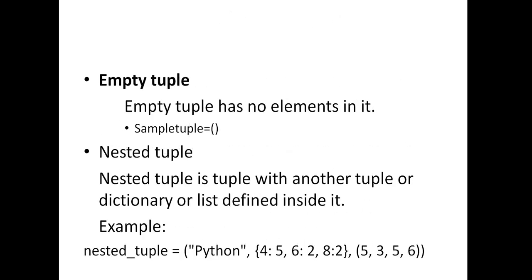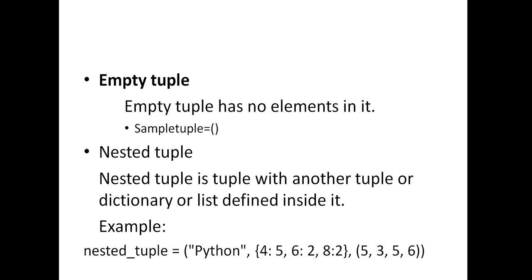There can also be an empty tuple. An empty tuple is a tuple which has no elements in it. For example, there is a tuple called sample tuple which has only open and closed parentheses, meaning that there are no elements in the tuple, so the tuple is empty. This is called an empty tuple. Then the other type of tuple is the nested tuple. A nested tuple is a tuple with another tuple, a dictionary, or a list defined inside it. I already told you while explaining that a tuple does not necessarily hold only primary data types.